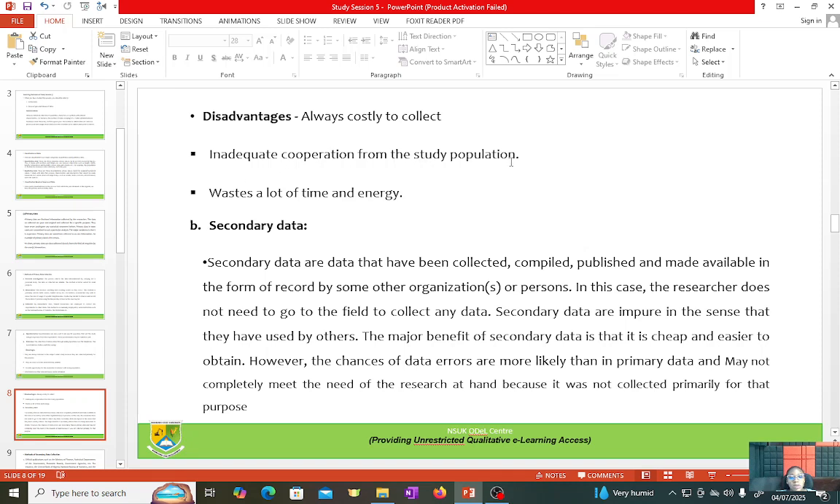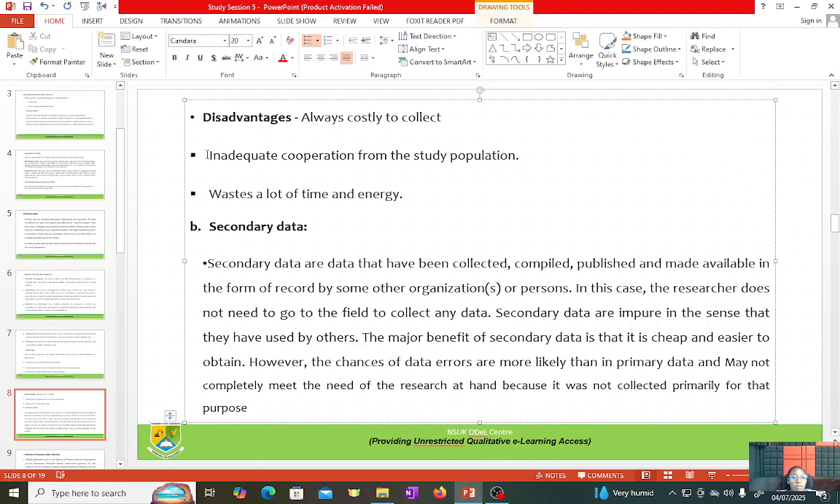Inadequate cooperation from the study population. There are times you will be on the field to collect particular data about certain information, and there's every possibility that the people with this information might try to hide the truth of the matter from you, based on reasons they have and will not want to let go. It also wastes a lot of time and energy.